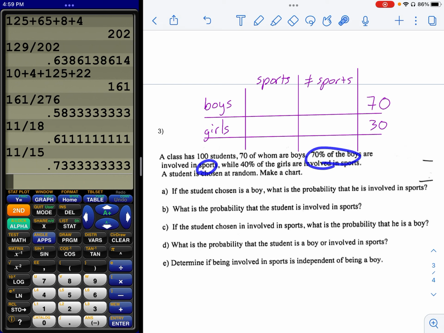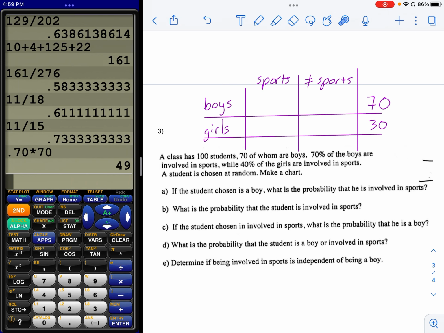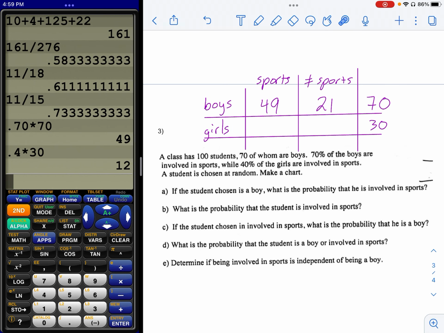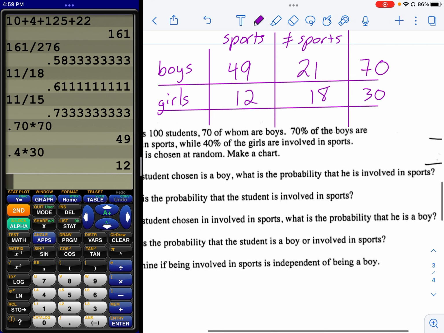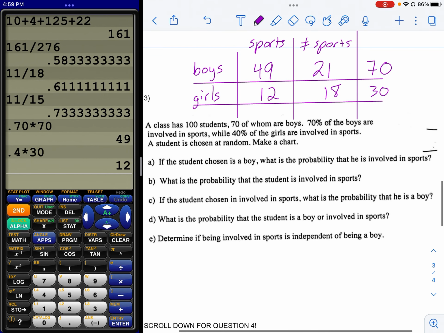70% of the boys are in sports. So what is 0.70 times 70? 49. 49 play sports, therefore 21 don't play sports. For the girls, 40% of the girls are involved in sports. What's 0.40 times 30? That's 12 girls in sports. That means 18 don't. Let's add up and down as well. This is 61. This is 39. Just to double check, this plus this is indeed 100.